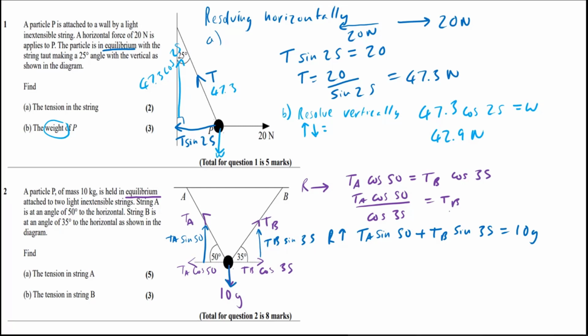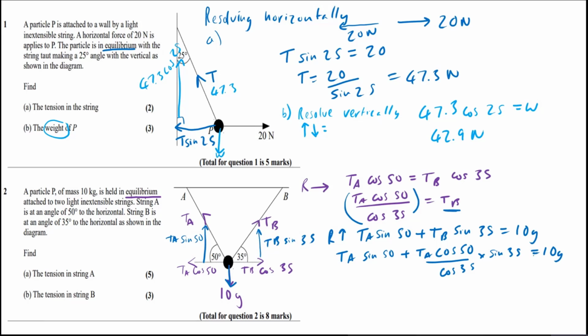Now, we've got two unknowns here, we can substitute TB equals this term here into this equation. So our next term we get is TA sine 50 plus TA cos 50 over cos 35. Don't forget the sine, times sine 35 equals 10G.